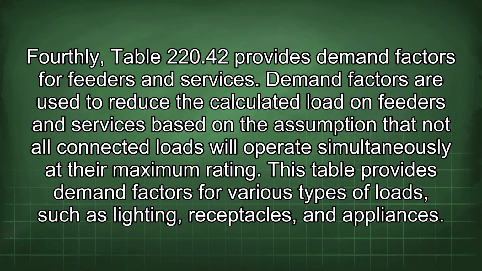Fourthly, Table 220.42 provides demand factors for feeders and services. Demand factors are used to reduce the calculated load on feeders and services based on the assumption that not all connected loads will operate simultaneously at their maximum rating. This table provides demand factors for various types of loads such as lighting, receptacles, and appliances.